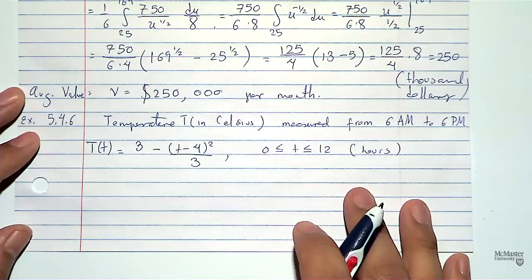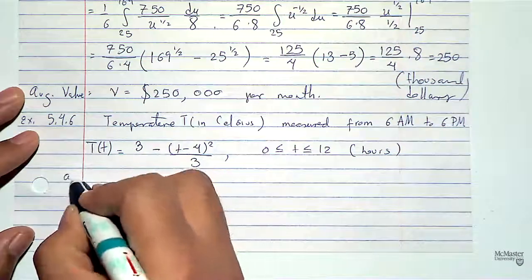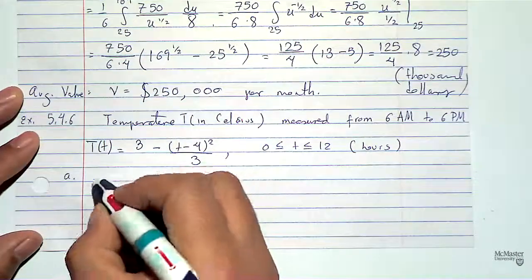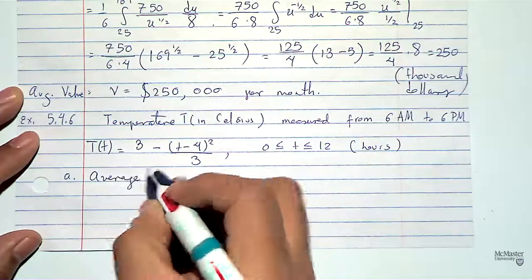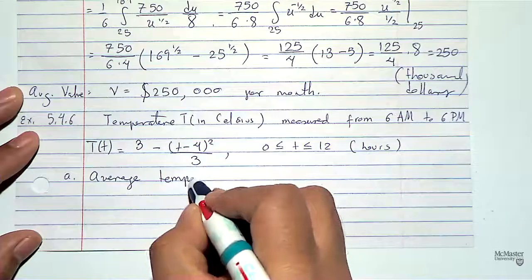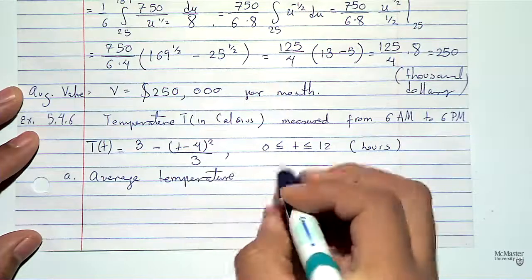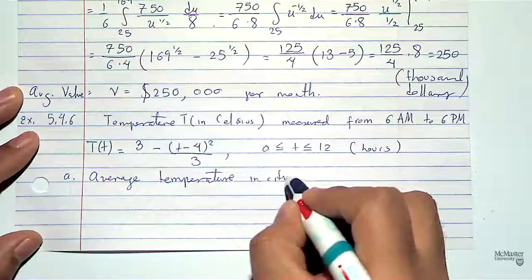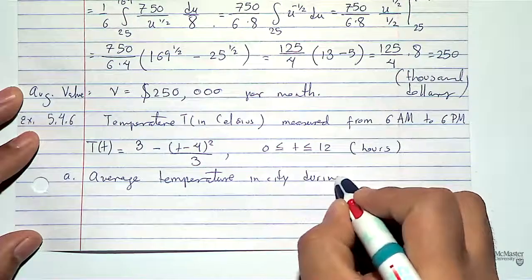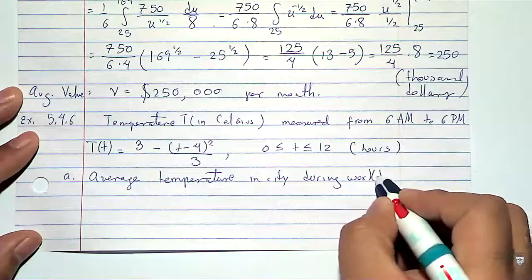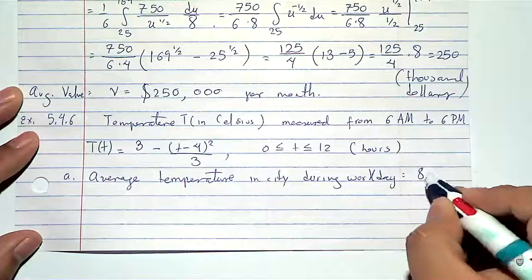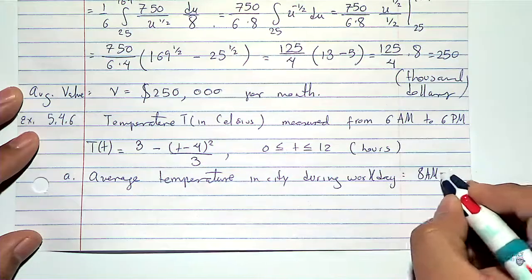There are two indications. The first one, which is A, is to find the average temperature in the city during the workday, which is basically by definition from 8 a.m. till 5 p.m.